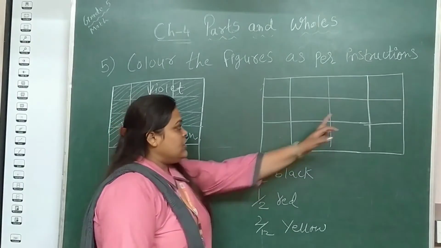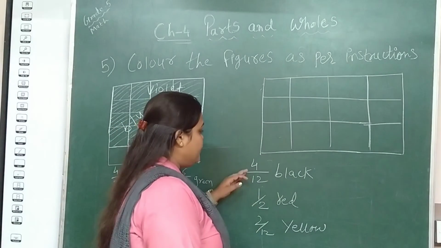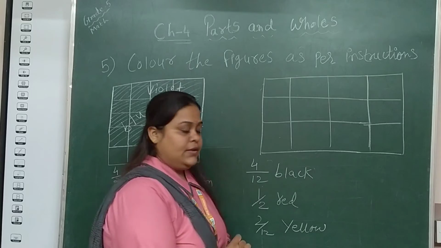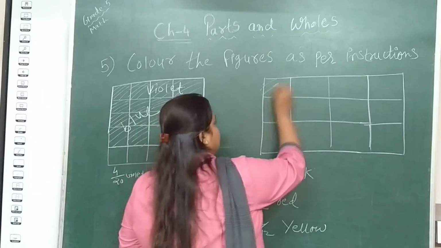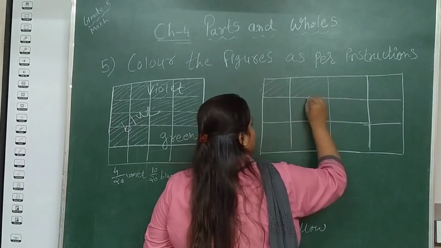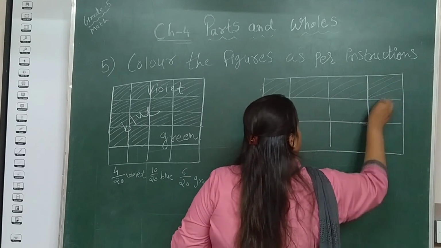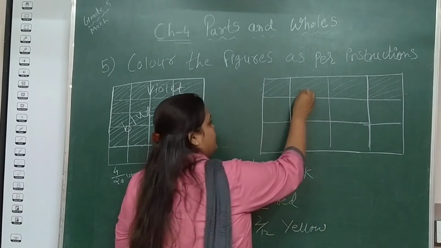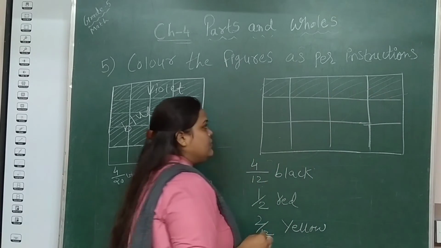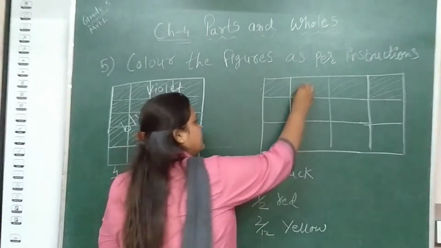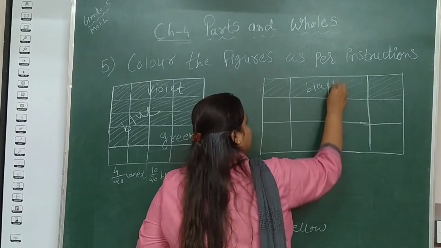Next, here a total of 12 parts are there. From there we are supposed to color 4 black. So 1, 2, 3 and 4. We have done black color. So I will write over here: black.